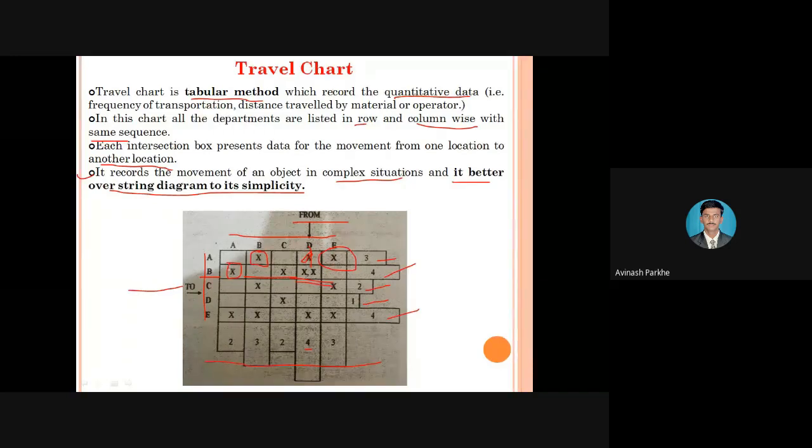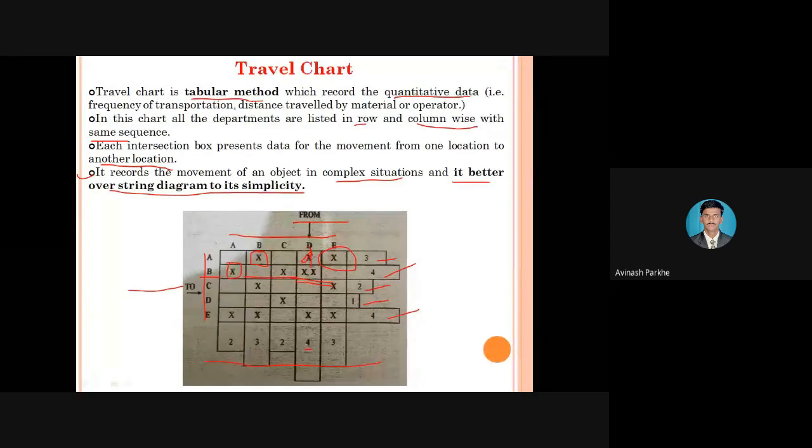A double X represents two movements of your material, or your operator, from one department to another. So through this tabular method, you can easily understand the proper movements taking place by the operator, or by that particular material, from one department to another. Whatever complicated situations there are, they are also recorded by using this travel chart. Therefore, this travel chart is mostly used in organizations to find the actual distances traveled by the material or the operator.